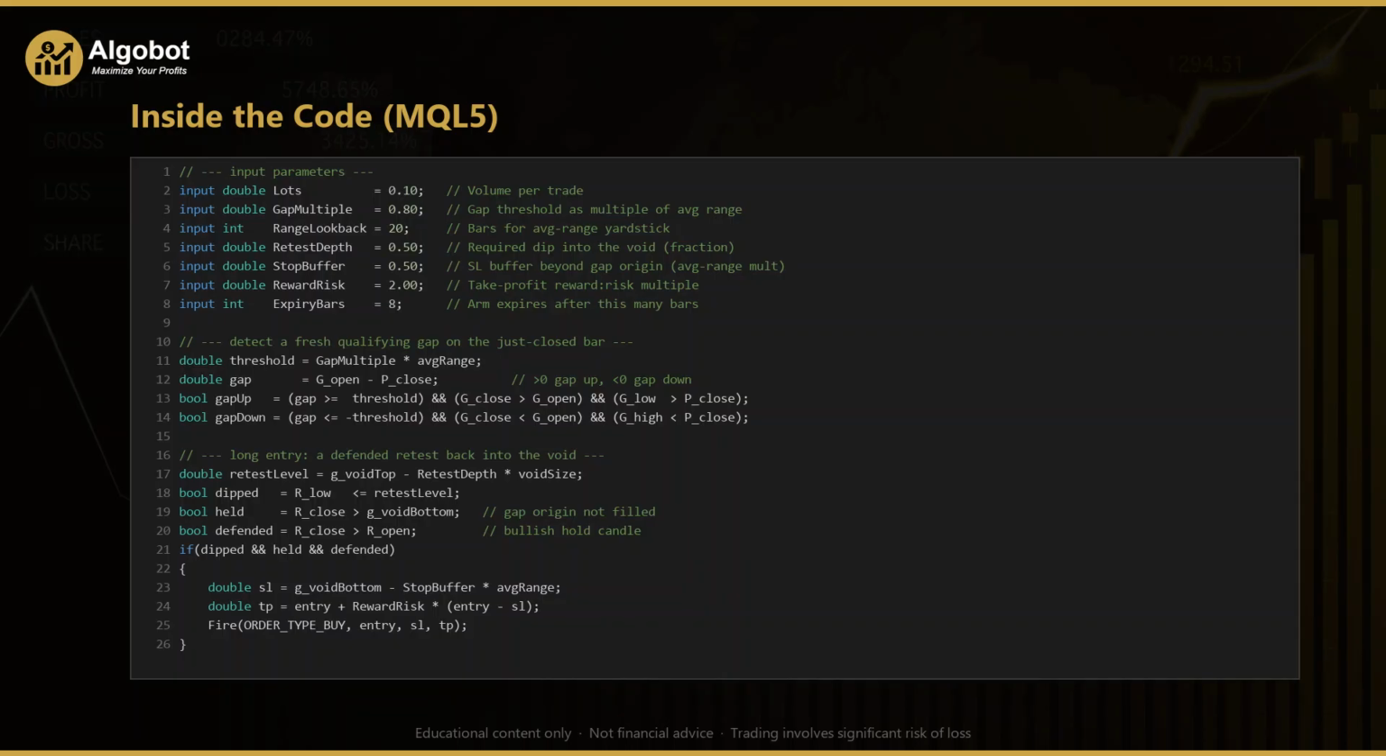Stop buffer sets how far beyond the gap origin the stop sits. RewardRisk sets the take profit as a multiple of risk, and expiry bars limits how long an armed setup stays valid. Now the signal logic.